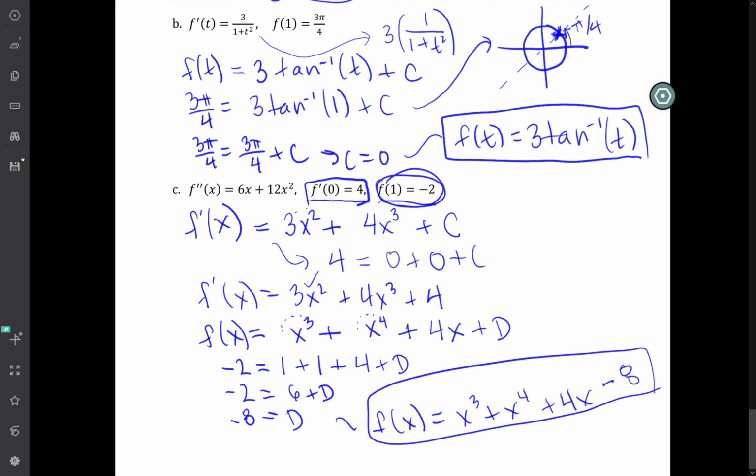Okay, so differential equations, more of the same type of work, a little bit different on the notation and getting the extra conditions.